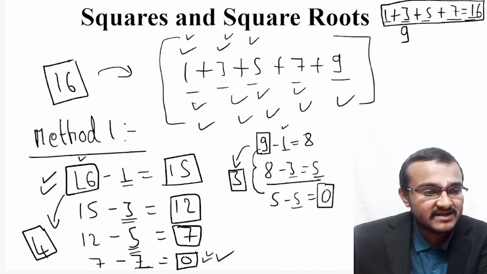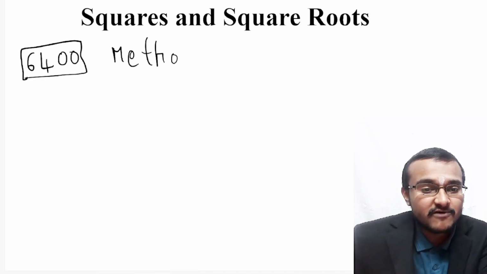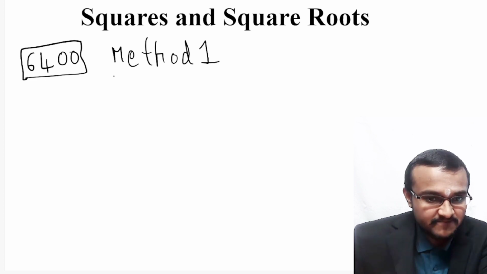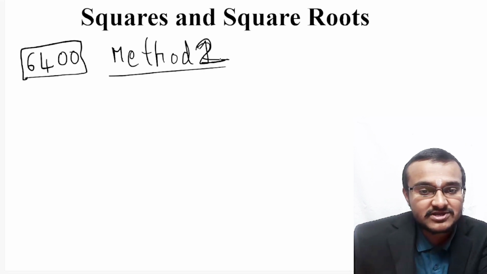So for that we have a second method. How do we find the square root of a perfect square by using method 2? Sorry, this is not method 1, this is actually method 2.